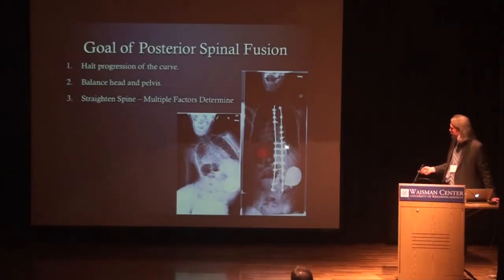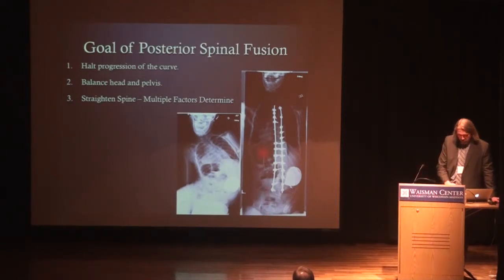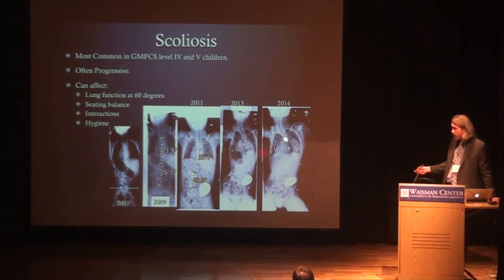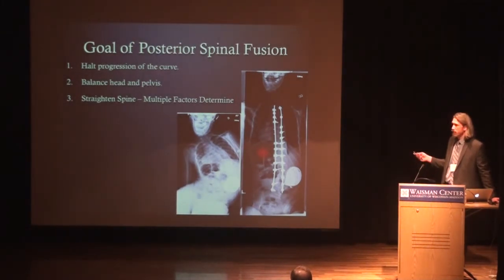The goals of it, everybody thinks this is the goal. The goal is to take a spine that does that and do that. And it is, but the primary goal of posterior spinal fusion is to halt progression of the curve. So we want to keep it where it's at. Usually when children are here, they're actually doing okay. They're usually not having a whole lot of problems. But the problem with it is it's likely going to keep getting worse if we don't do anything. And so the first goal is to halt the progression.